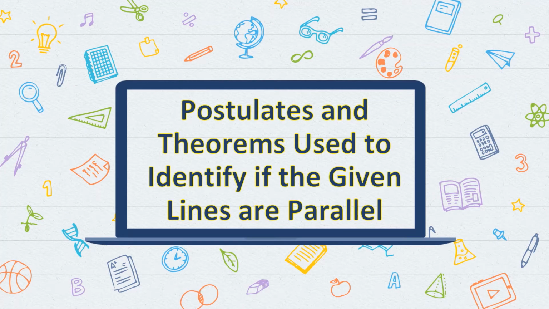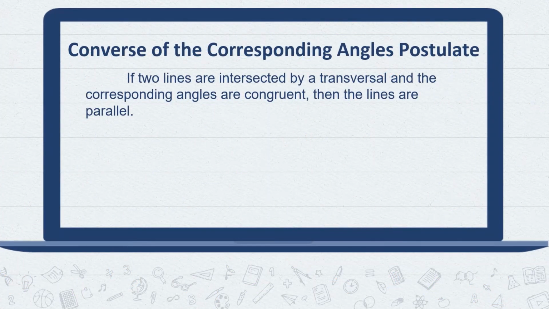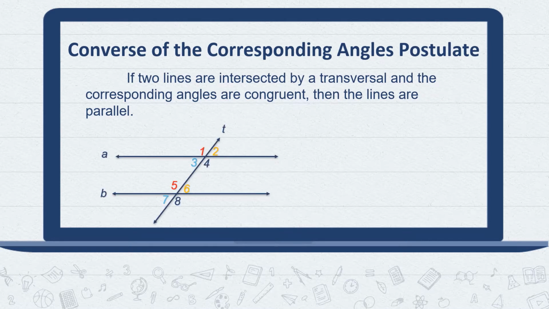Now, let's proceed to postulates and theorems used to identify if the given lines are parallel. First, we have the converse of the corresponding angles postulate. It states that if two lines are intersected by a transversal and the corresponding angles are congruent, then the lines are parallel. Consider the given figure.